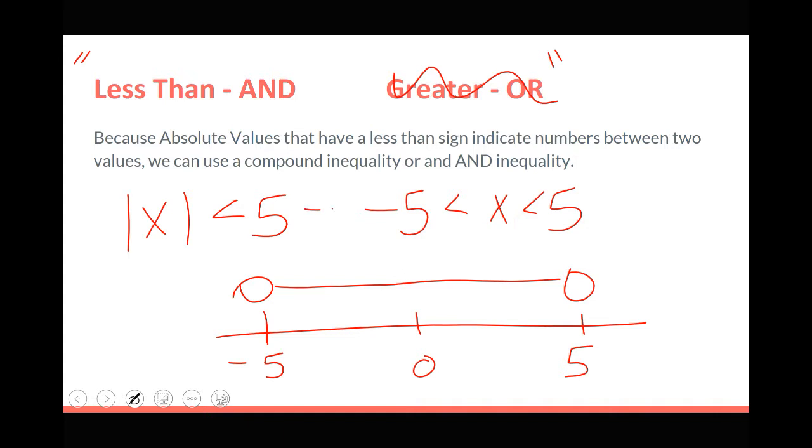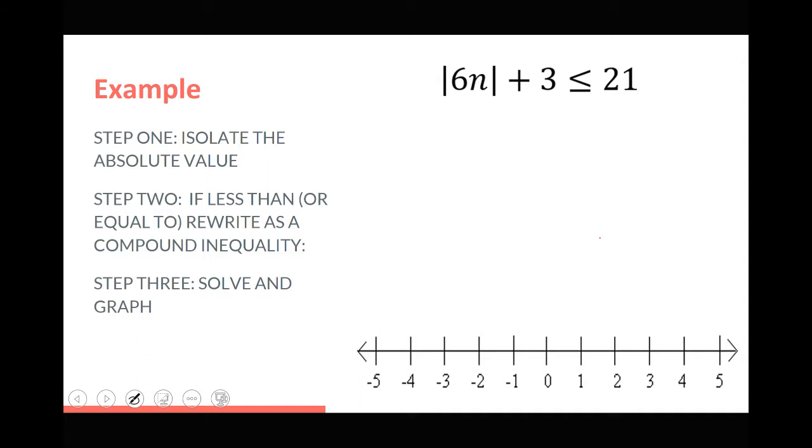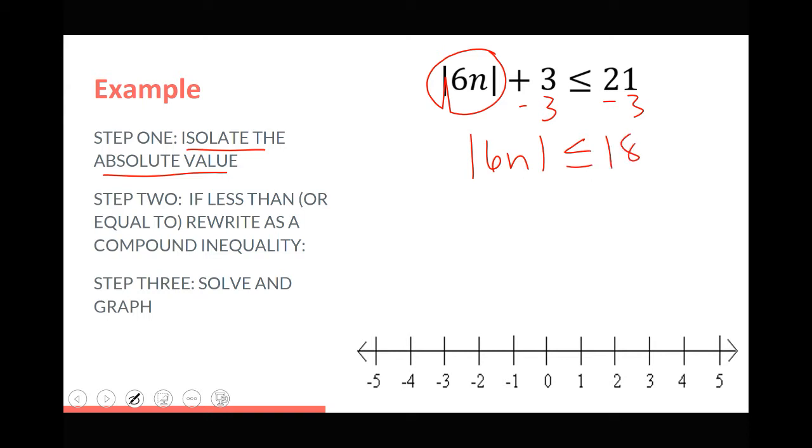Being able to translate from an absolute value inequality to a compound inequality is going to be key to solving and graphing these things. A lot of times we have some solving to do first before we can write that. So here are the steps. Step 1 is to isolate the absolute value. What I'm talking about is whatever's inside the absolute value bars, we want to get that by itself in our inequality. So for this one, we'll just subtract 3 from both sides. We get the absolute value of 6n is less than or equal to 18.